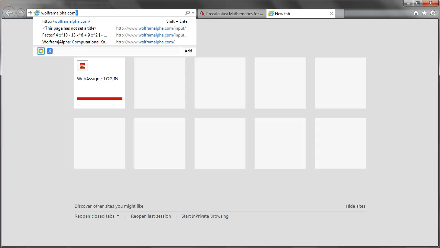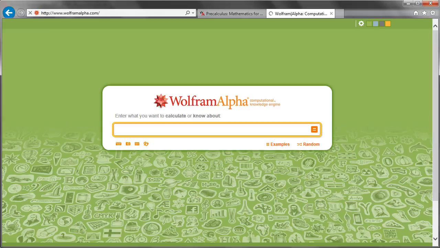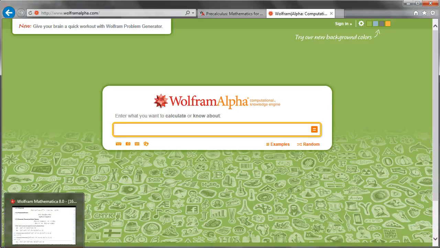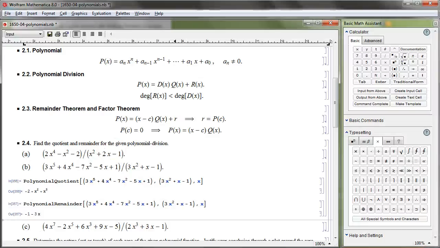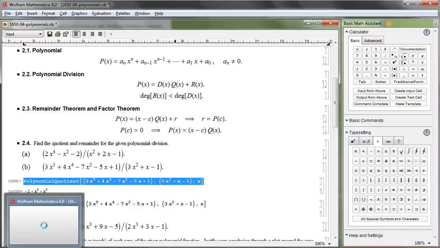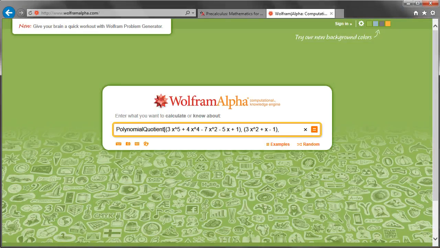WolframAlpha.com is the web page that you should remember. This is managed by the makers of Mathematica, and it's basically a free version of Mathematica that handles just a single command, something very simple. So for example, if you want to do some polynomial division, here it is. I don't want to rewrite everything, so let me just copy and paste the PolynomialQuotient and something like that, and then let's just copy and paste it over there.